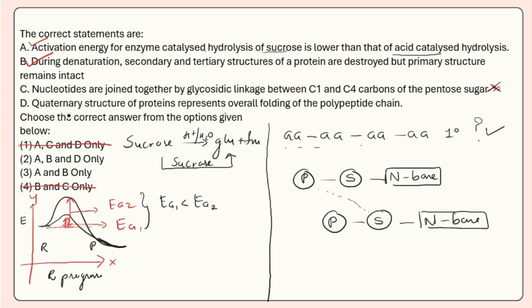Now let's check the fourth one. Quaternary structure of protein represents overall folding of the polypeptide chain. This is a wrong statement. Why so? The quaternary structure refers to the spatial arrangement and interaction of multiple polypeptide chains into a single functional protein complex. But here it says that it's just the overall folding of the polypeptide chain, which is not correct. In fact, tertiary structure represents the overall three-dimensional folding of a single polypeptide chain. So that's why this is also a wrong statement.